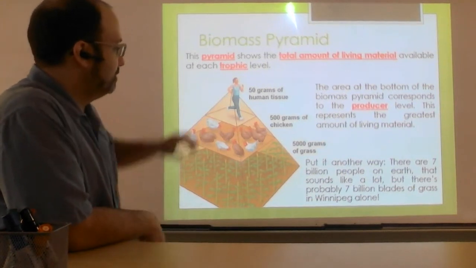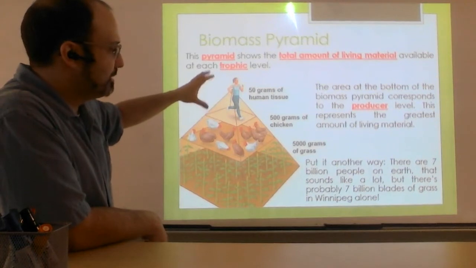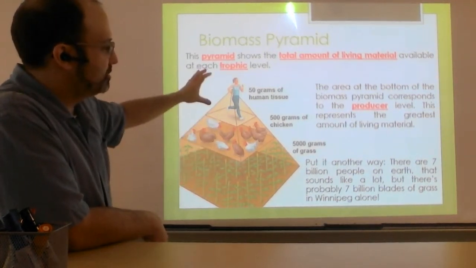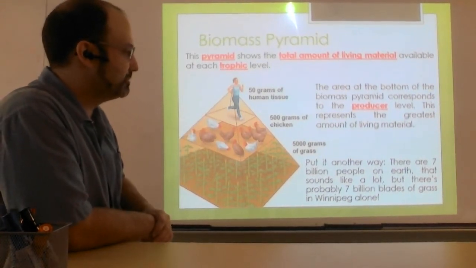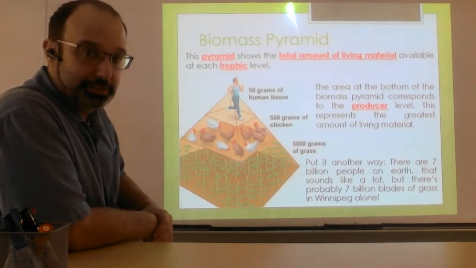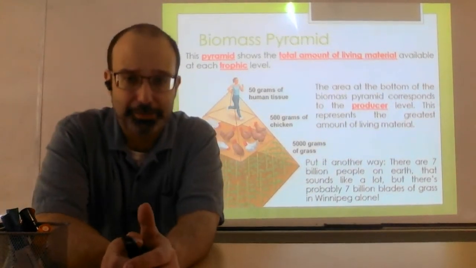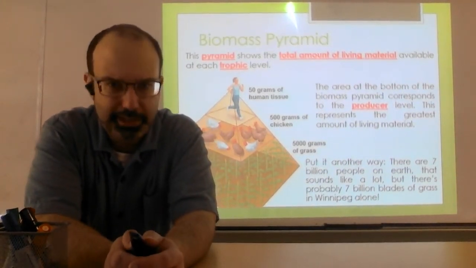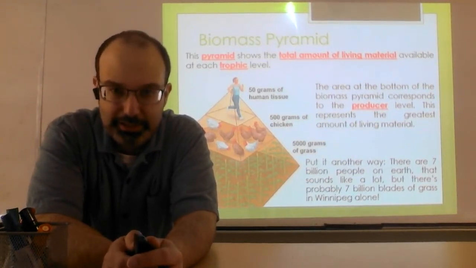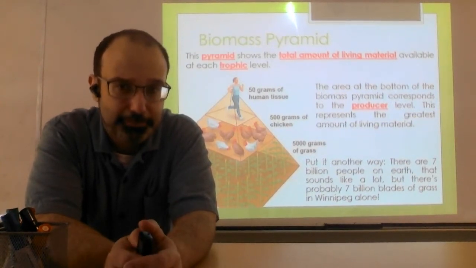In order for you to exist as a top predator, you need to eat a lot of food, and that food needs to eat a lot of food. 50 grams of human tissue requires 500 grams of chicken, which is 5,000 grams of grass, is the example that we've got here. So, yeah, there's a big advantage to being a top predator. You don't get eaten. That's good. The downside is you have to do a lot of eating. And you guys especially see this. I mean, teenagers, if you ask your parents, they'll tell you, you guys eat a lot. You're always hungry.